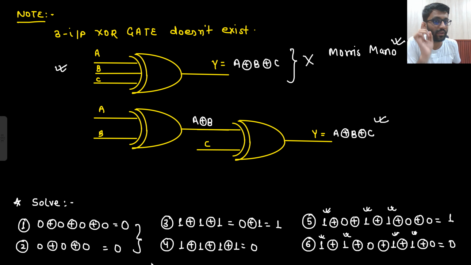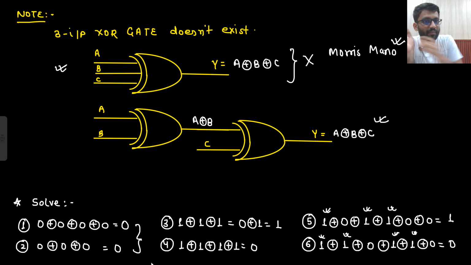But if there are an odd number of ones, say 3 ones, 1 XOR 1 will make 0, 0 XOR 1 will be 1. So if there are an odd number of ones, my output is 1. If there are an even number of ones, 1 XOR 1 is 0, 1 XOR 1 is 0, 0 XOR 0 will be 0 only. So if an odd number of ones are there, my output was 1. So it is an odd number of ones detector.